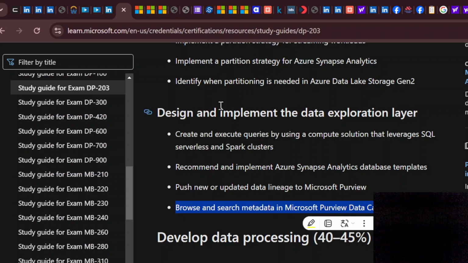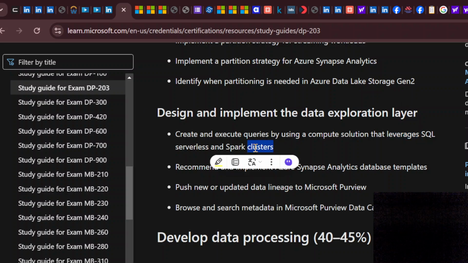The data exploration is like the metadata about the data. It is called the metadata. So you need to execute queries by using a compute solution that leverages SQL serverless and Spark clusters. Recommend and implement Azure Synapse Analytics database templates. Microsoft Purview is a new data governance mechanism in Microsoft Azure that is integrated with data quality, security, everything, and you can monitor the data flow, how the data is being integrated, what is the logging of the data, with the Microsoft Purview data catalog.